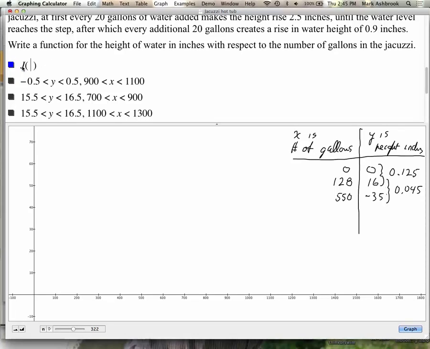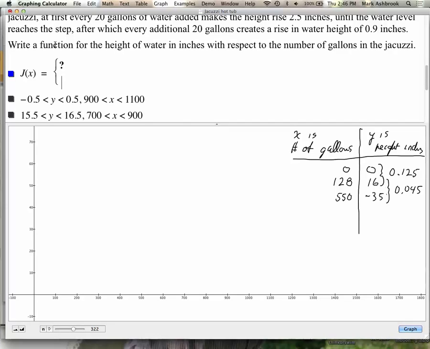So J of X. Okay, so some of you said 2 lines. So we need what's called a piecewise function. For a certain number of gallons, the rate is a certain constant rate, but then after 128 gallons, the rate switches. Okay, so we need 2 linear functions. So here's how you do that in GC. You set up your function equals, and then if you have Mac, you do Control A, and if you have PC, you do Control Shift A.